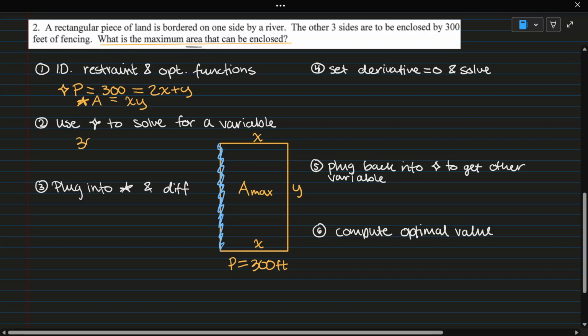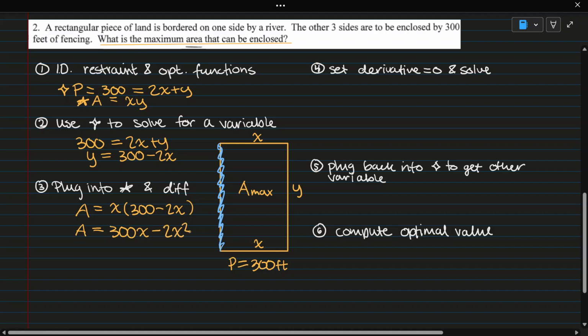So we need to use our constraint equation to solve for a variable next. So we have that 300 equals 2x plus y. I'm going to solve for y because it's easiest, so I'll subtract 2x from both sides and get y is equal to 300 minus 2x. Okay, my next step is to plug into the area equation and differentiate. So A equals x, and then y we just solved for is 300 minus 2x. So what I'm going to do next is distribute that x to make differentiation a little bit easier. I have 300x minus 2x squared.